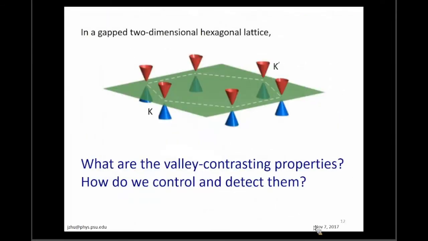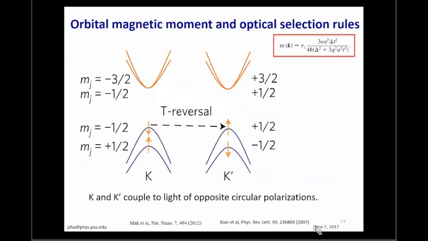Okay. So coming back to valleytronics, now that we've got different valleys, K and K prime, if you want to make something that operates on them, you want to ask what are the properties that are different and how do you manipulate them, right? Because valleytronics is the valley contrast in physics and detection and manipulation of that. So I'll first mention something that a lot of people know about, that you can use light of opposite circular polarizations to couple to the K and K prime valley of, say, moly disulfide, right?